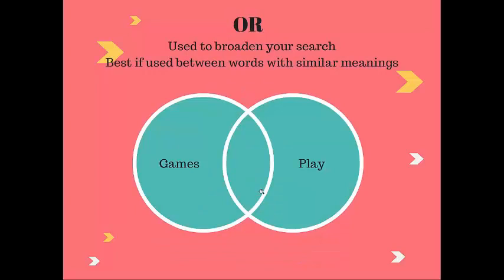OR, on the other hand, is used to broaden your search and is best used between words with similar meanings. So what this means is you have a key term, but your key term has a lot of synonyms that go with it. You can connect those different synonyms through OR. That way you're not just looking for games, but you're looking for play as well.